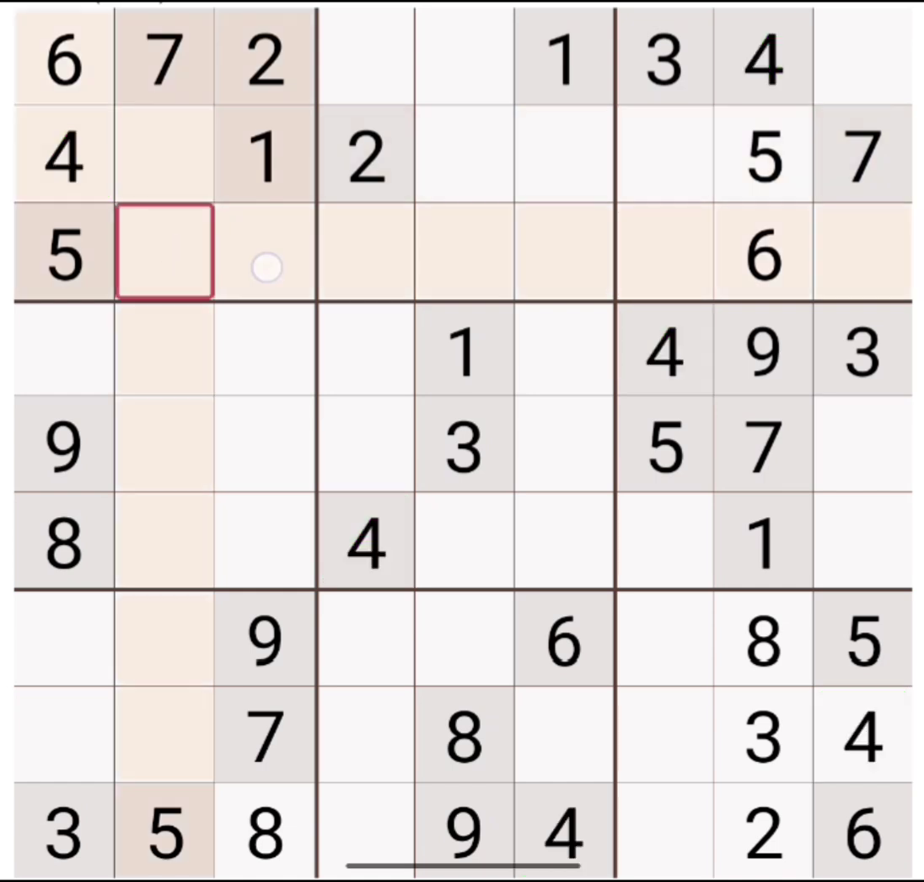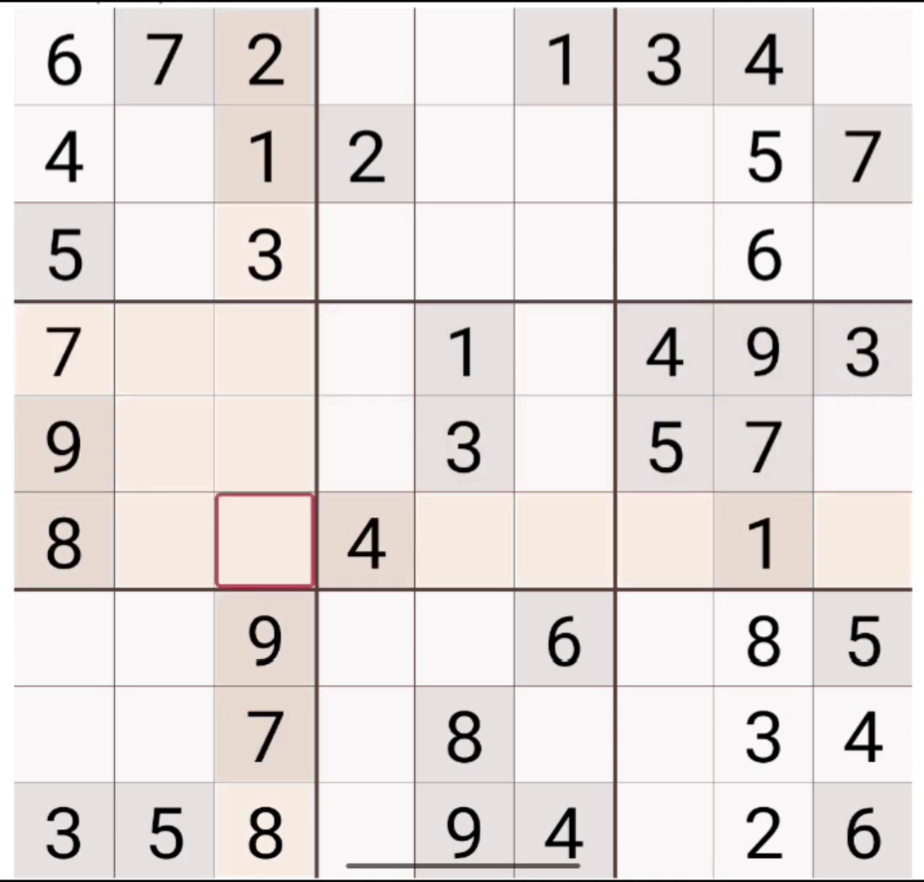Now 3, 8, 9 are for these three cells, but we cannot place 9 and 8 in this cell because 9 and 8 are in the same column. So we'll place 3 here. Now in this column, we cannot place 7 in these two cells because 7 is there in the same box, and we'll place 7 here. Now let us complete the third column.